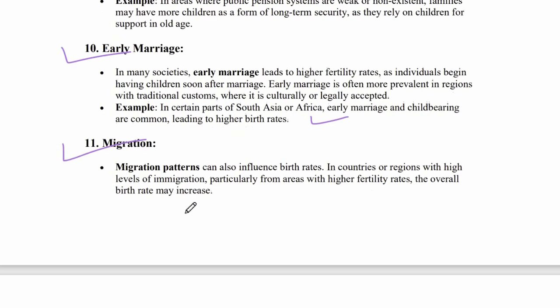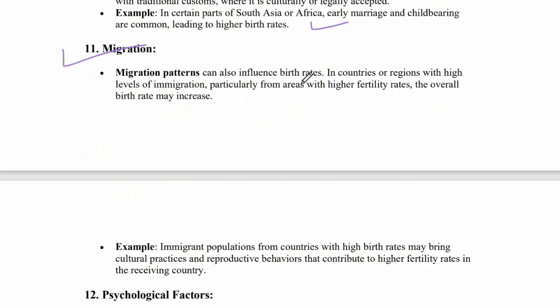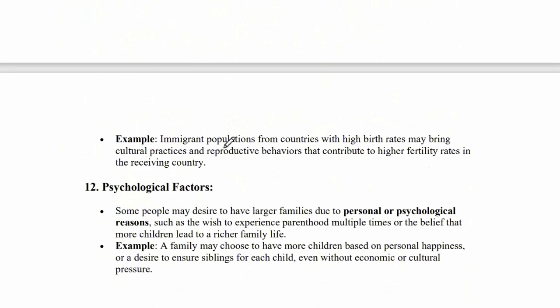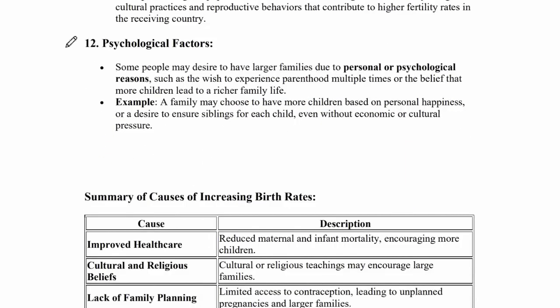Migration. Migration patterns can also influence birth rates. In countries or regions with high levels of immigration, particularly from areas with higher fertility rates, the overall birth rate may increase. For example, immigrant populations from countries with high birth rates may bring cultural practices and reproductive behaviors that contribute to higher fertility rates in the receiving country.